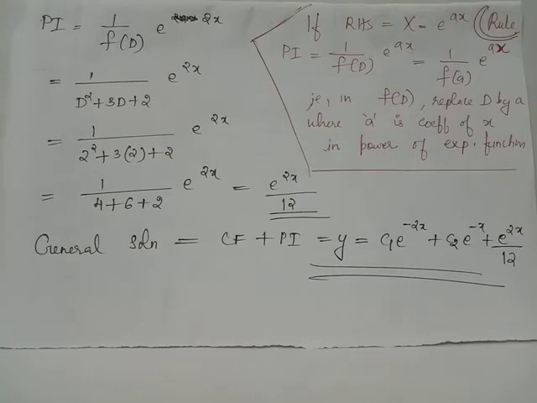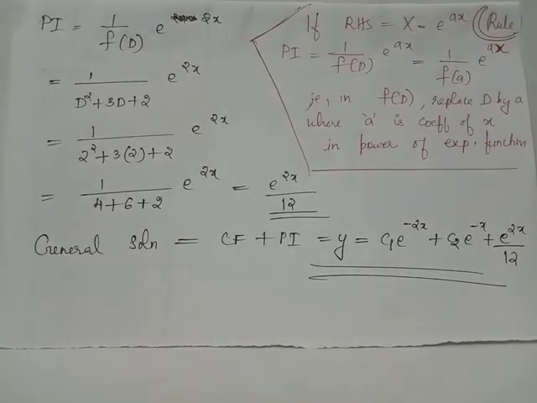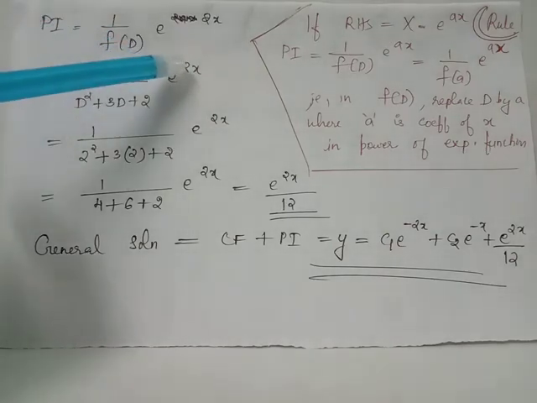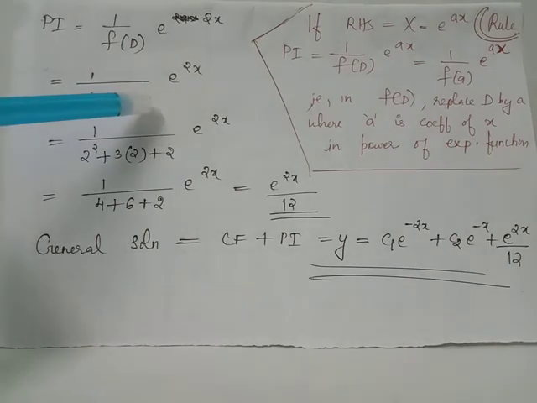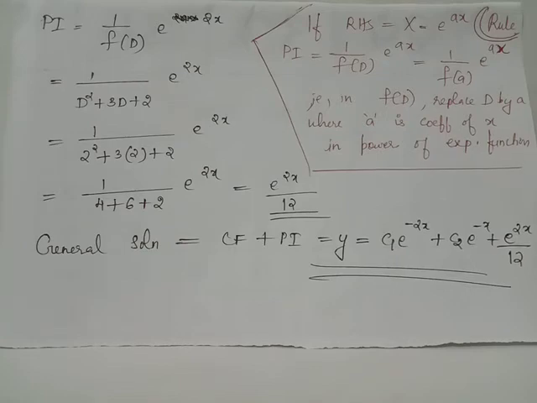Whenever we have the RHS capital X of the form e raised to ax, 1 by f of D acts on e raised to ax such that D will be replaced by a, where a is the coefficient of x which appears in the power part of exponential function e. That is, you will have to replace D by a, which is 2 here. We have f of D equals D square plus 3D plus 2 for this equation, and when you replace D by 2, that is, you just equate D to 2.